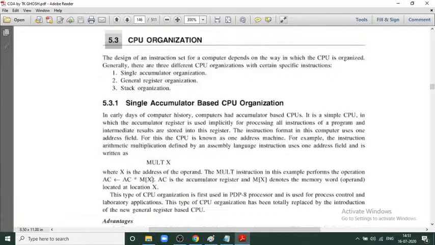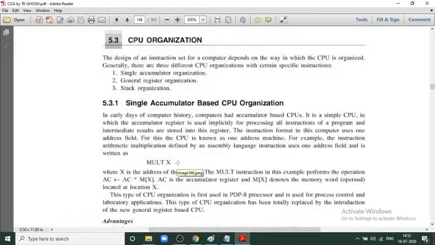Suppose M of X is 3, suppose AC is 2, so 2 into 3, that is 6, so 6 will be stored in AC. After MULT X, the value or result or product is 6, which is going to be stored in the accumulator register. So AC stands for accumulator register.